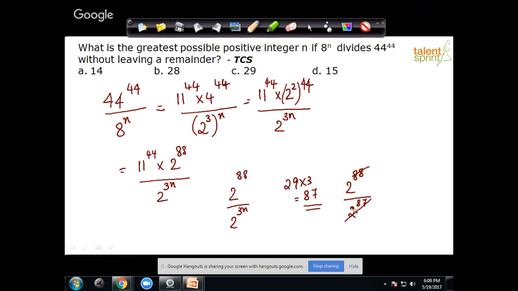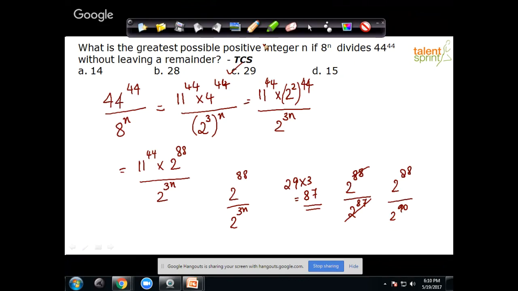Now, let me put a value for n that is greater than 29. If I put 30, what will happen? It will become 2 to the power 88 divided by 2 to the power 90. There will be a remainder, right? So the highest value n can have is 29. If you put any value for n greater than 29, you are going to have a remainder. So the answer for this question is option C.